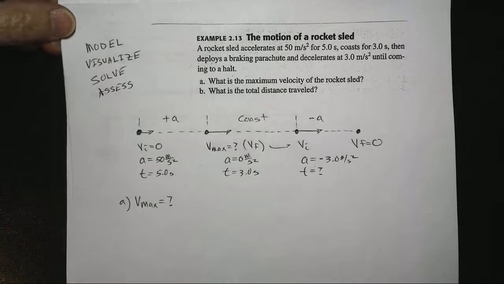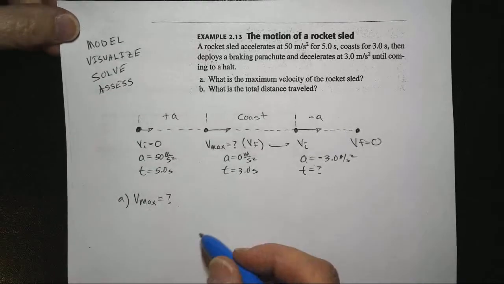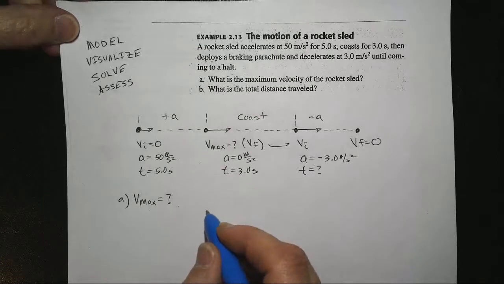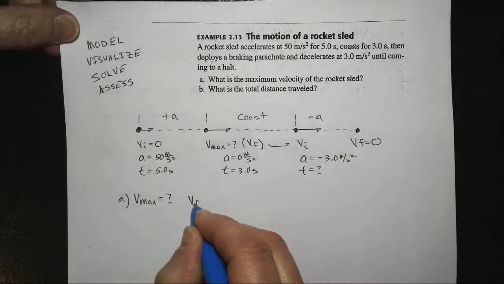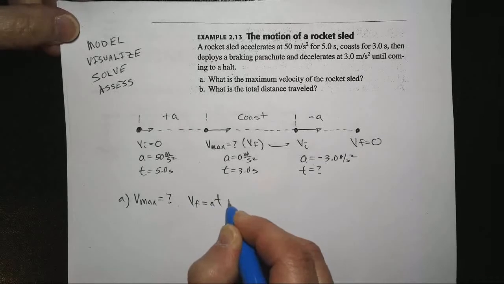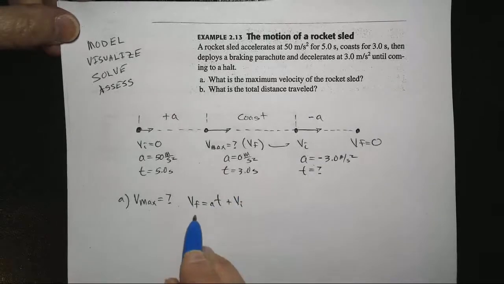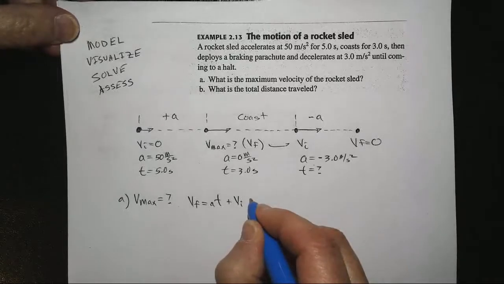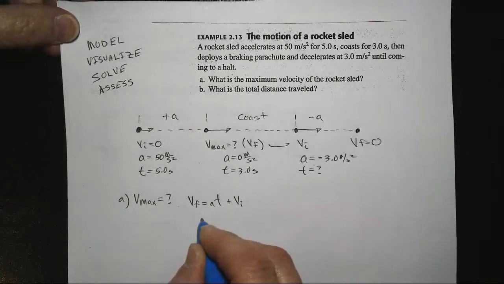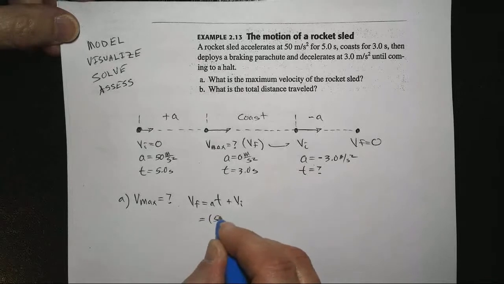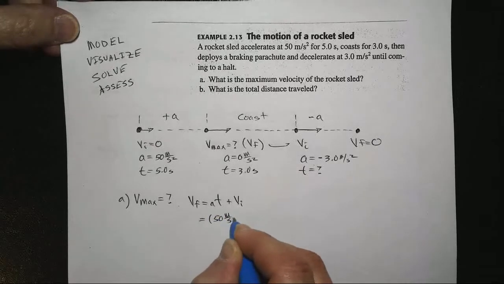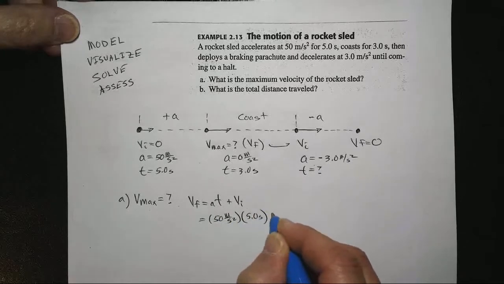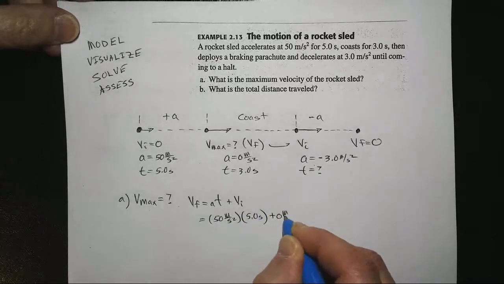So we have plenty of information. This would actually be, we would find this using equation 1, and that equation is basically going to be that Vf equals A times T plus Vi, and Vf is obviously going to be V max. Working out the numbers, we will have 50 meters per second squared times our time of 5.0 seconds plus 0 meters per second.